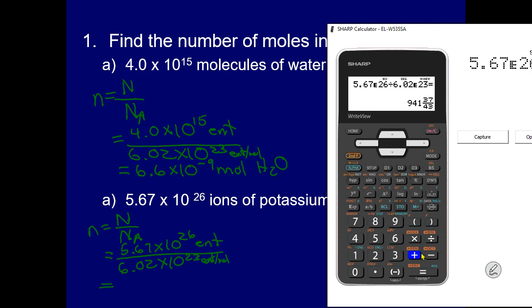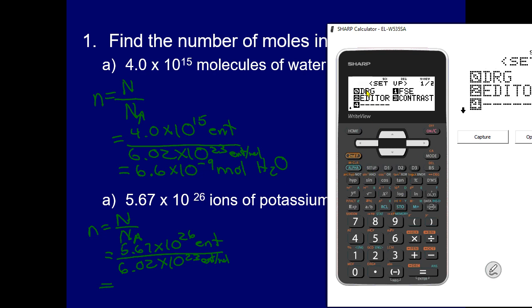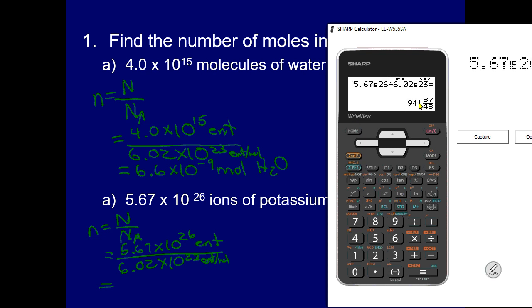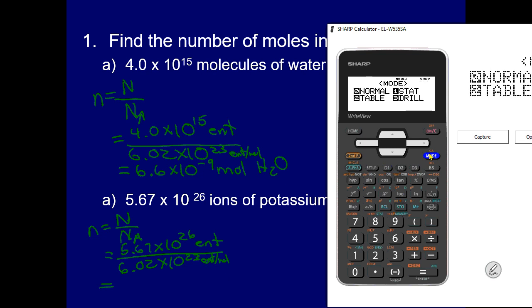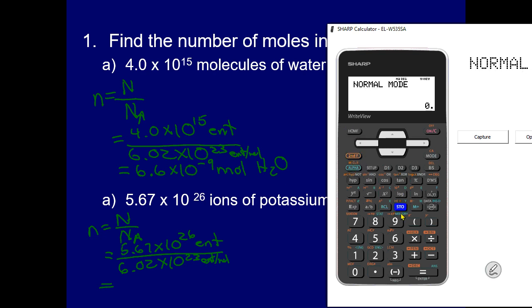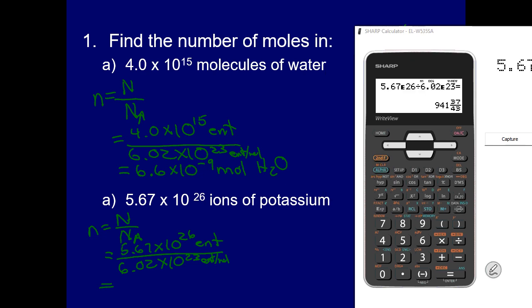Equals 941 and 37/43. Setup. I'm going to go FSE 1. I'm going to go normal 2, 4. Still didn't do anything. It's not in scientific notation. What a silly thing that is. All right. Home. I'm going to pause my video and see if I can solve the problem. Just 1 second. Okay, I think I solved it.